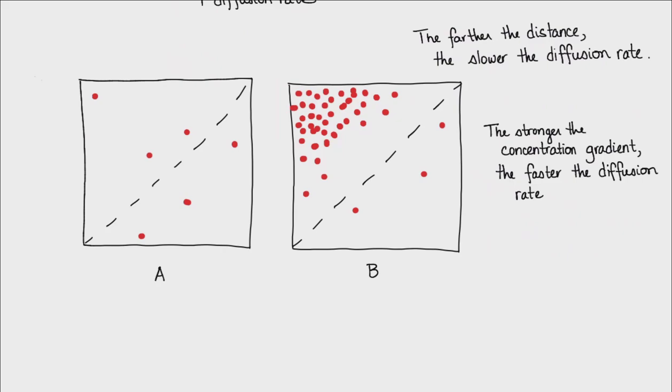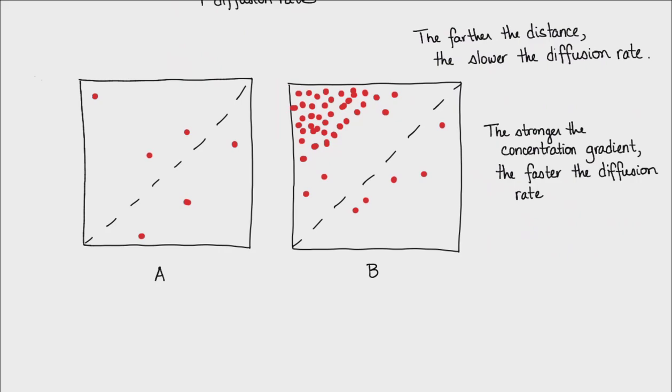In the same way, molecules bounce off each other and ricochet like this, and then move quickly across that line. The stronger the concentration gradient, the more the molecules are going to ricochet off each other and away from each other, and therefore the faster the diffusion rate. So those are 4 factors that can affect the diffusion rate.